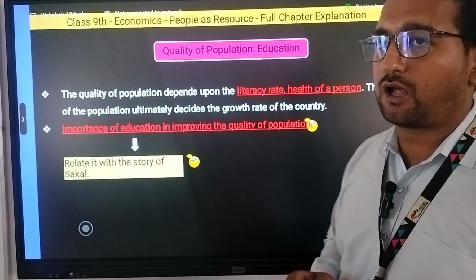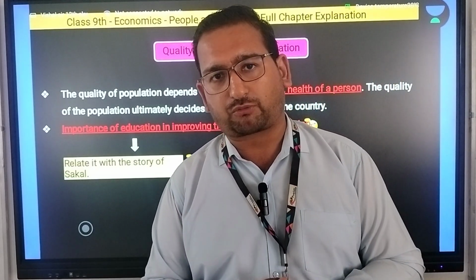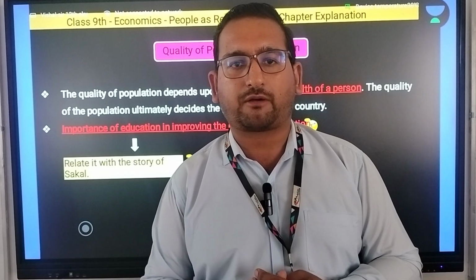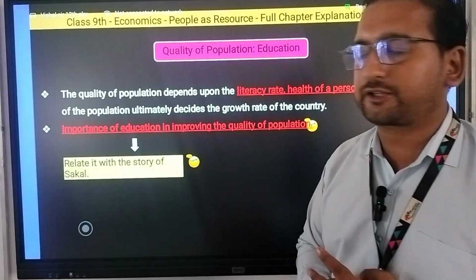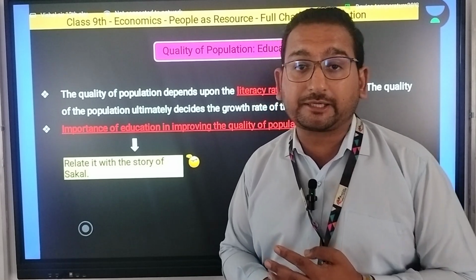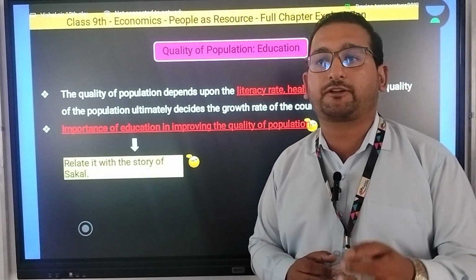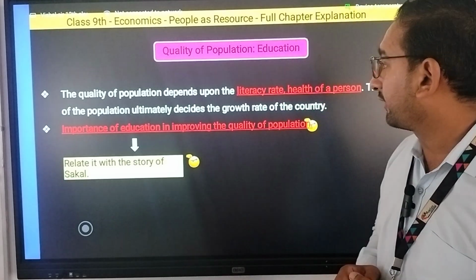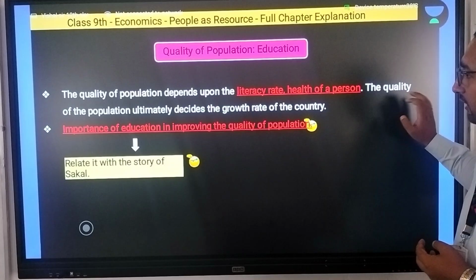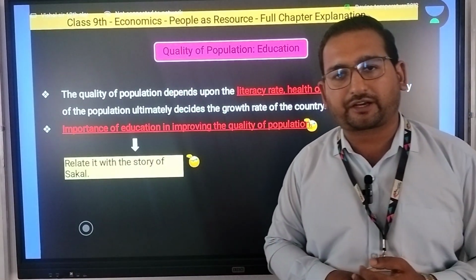Quality of population. Now the next topic is about the quality of population. How can we improve the quality of our population? We have only two methods to improve the quality of the population, which is to invest in education and healthcare. If we have a literate population, then it will be very useful for our country. The quality of population depends upon the literacy rate and health of a person. The quality of population ultimately decides the growth rate of the country.